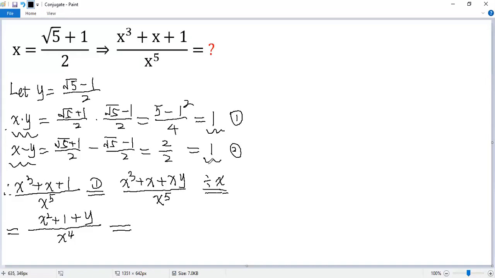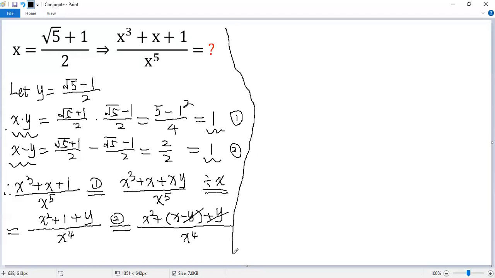Now we can use condition 2 to replace 1. So we get x squared plus x minus y plus y, over x to the power 4. Cancel negative y and y. So we get x squared plus x over x to the power 4. Again, top and bottom divided by x. So we get x plus 1 over x cubed.